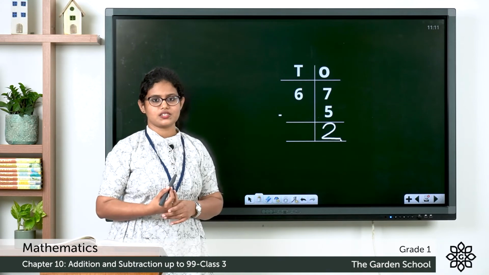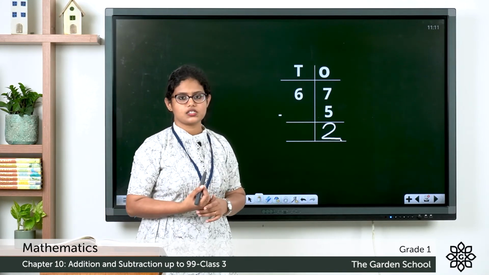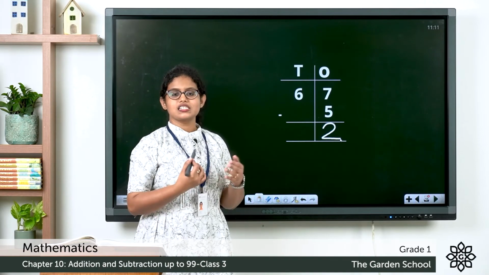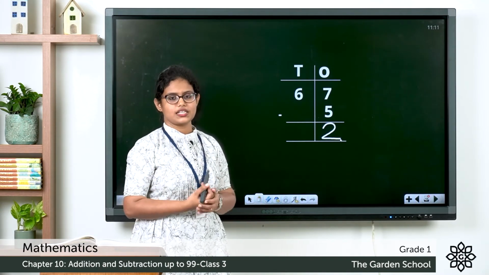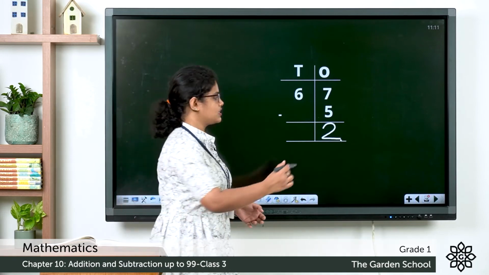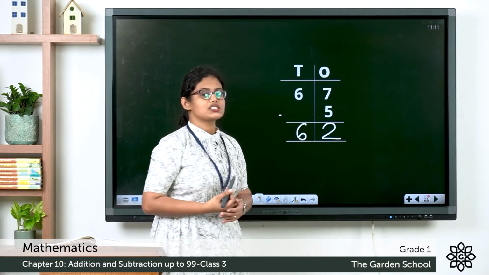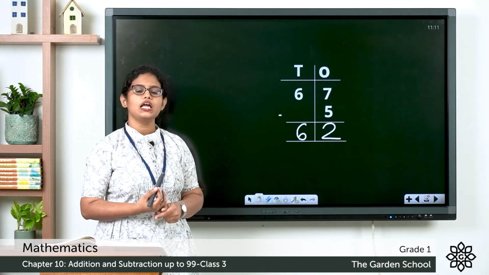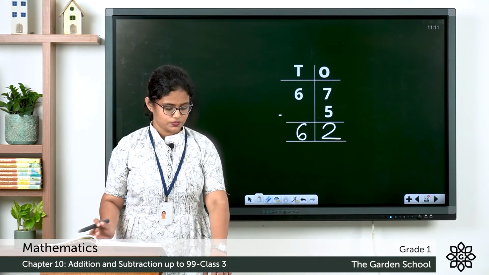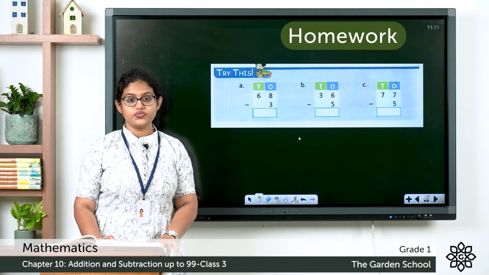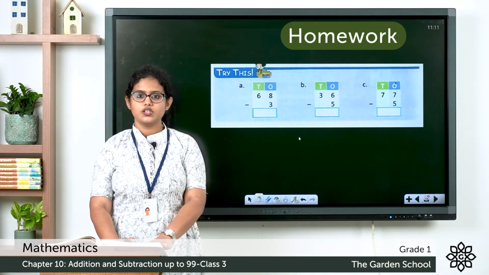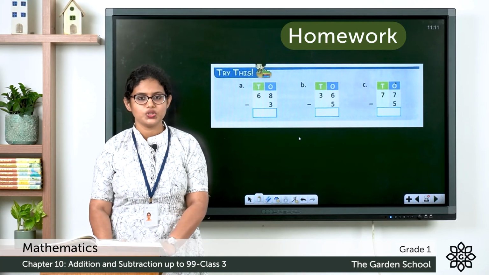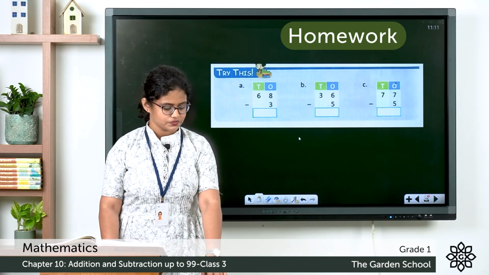Then see the tens place. We have 6 tens. Here there is no number, which means 0 tens. 6 tens minus 0 tens. It makes 6. So let's write 6 here. So 67 minus 5 equals 62. On page number 144, there is a box given. Try this. You have 3 problems. You can do this by yourself.